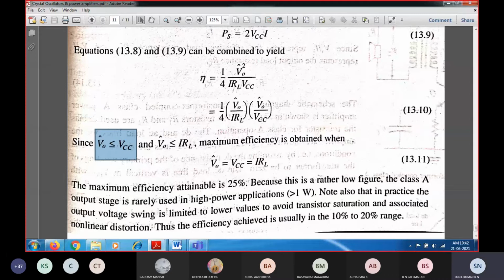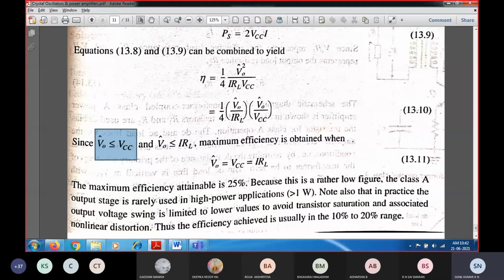Consider this one. Output voltage can be reached up to VCC, and the efficiency equal to 25%. So it will never increase greater than 25.